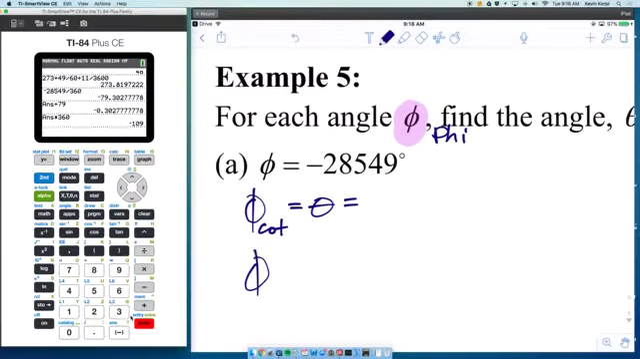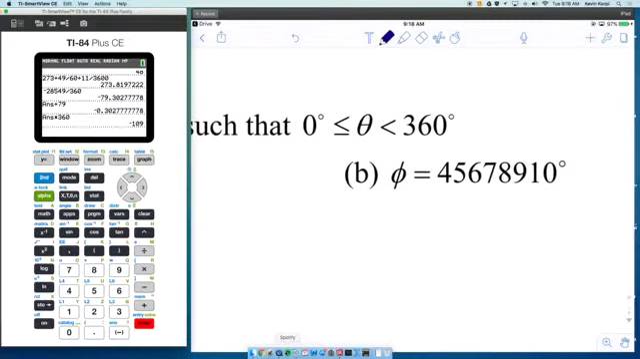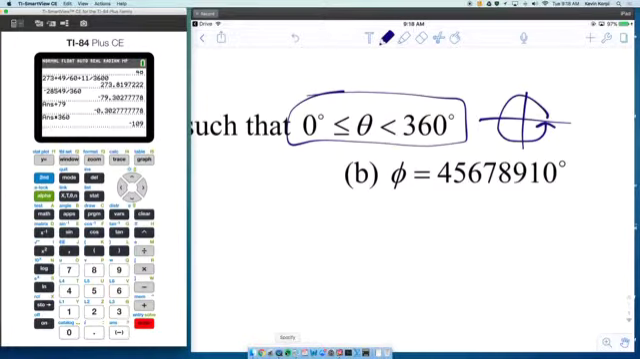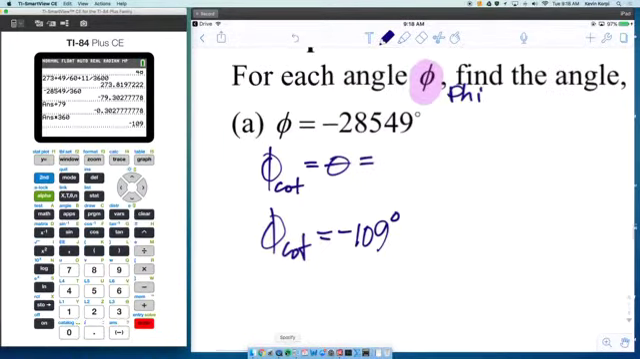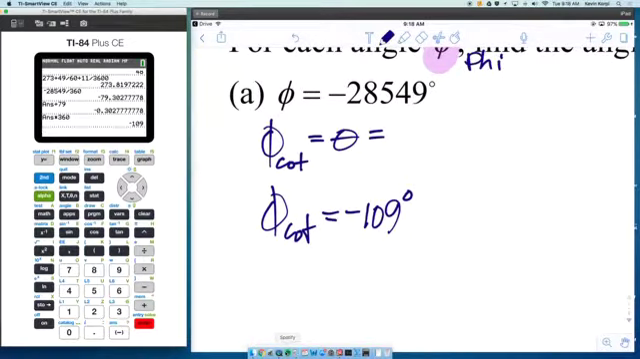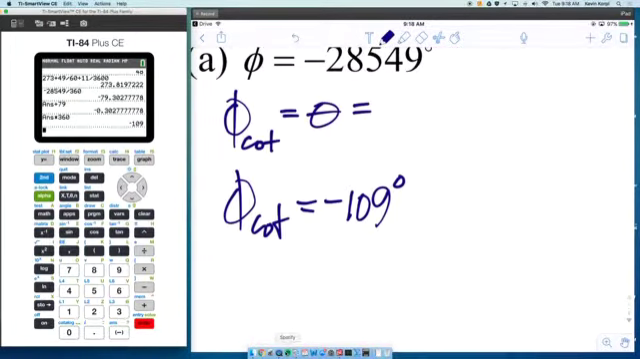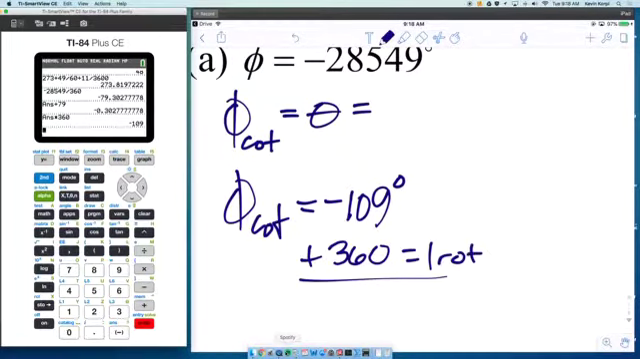Now, negative 109, I'm going to go ahead and write it right here, is in fact a coterminal angle with negative 28,549, indubitably. But what did the question ask us? It asks us for the positive angle that's within one positive rotation. Very good. If you have a negative angle, there's always one additional step to do. You just simply add 360, add one more rotation, and you'll have it. So then plus 360, you get 251. And that's the answer we're looking for.